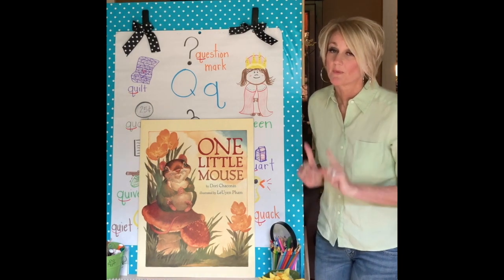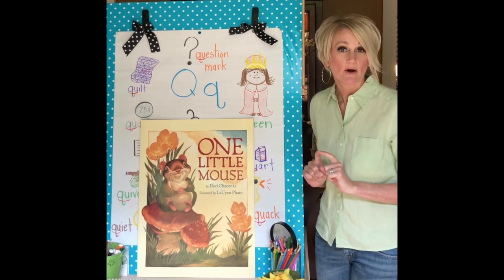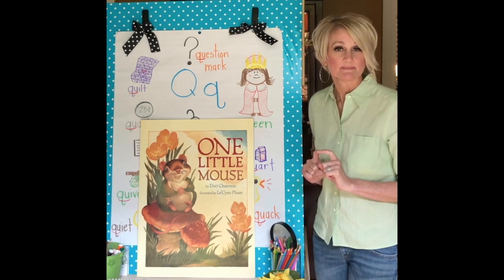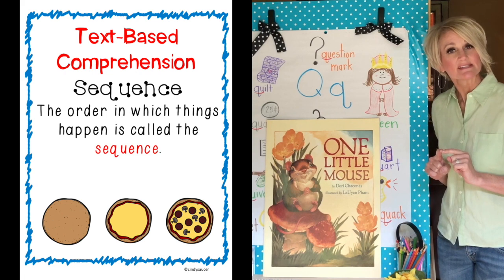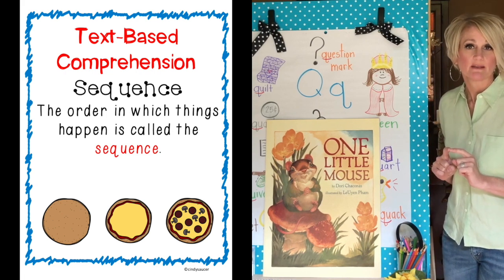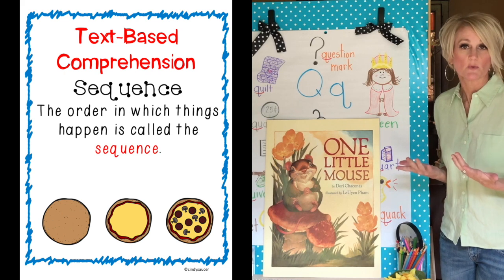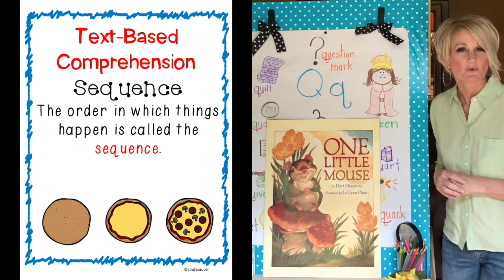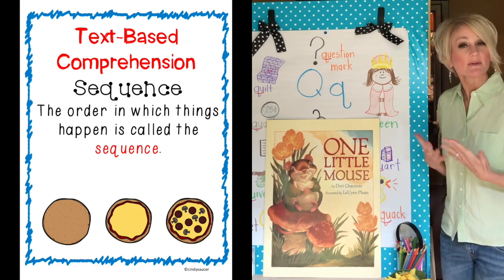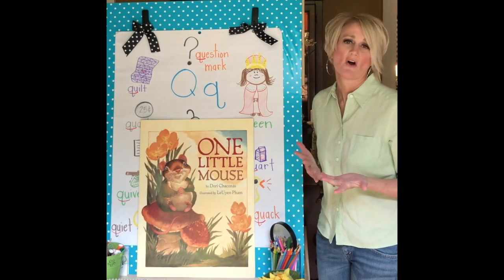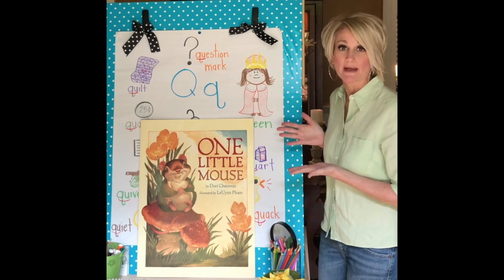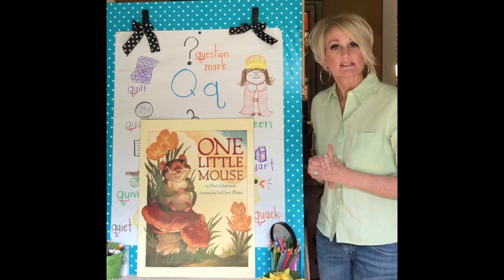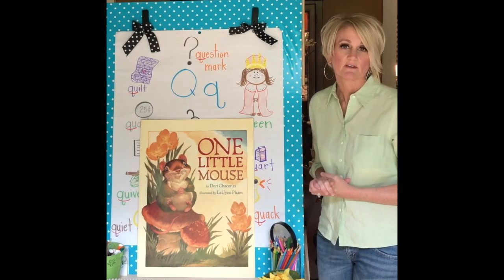But before we can read it, I want to talk about sequence again. Remember, what is sequence? Yes, sequence is the order in which things happen. Why do we have to have sequence or order? Yes, so you can understand the story. If it wasn't in the correct order, we wouldn't understand it. We would not know what was going on with this one little mouse because we would be so confused it wouldn't make sense. So the sequence of a story is very important.